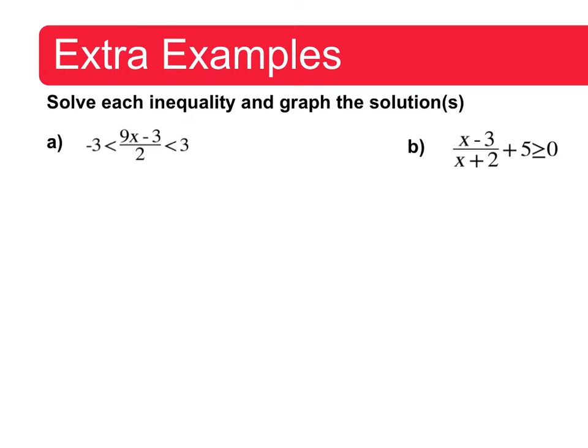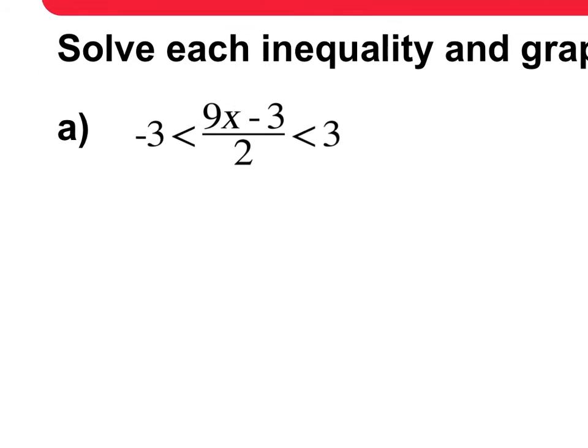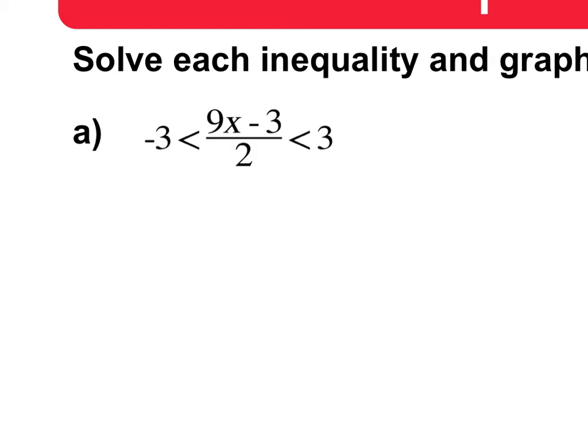All right, so I made a couple extra examples to go through. These examples are not specifically in the book notes, but you may see problems like them in your homework. So if we look at letter A, we have the double inequality where you have a value on one side with an inequality and then another value with an inequality.